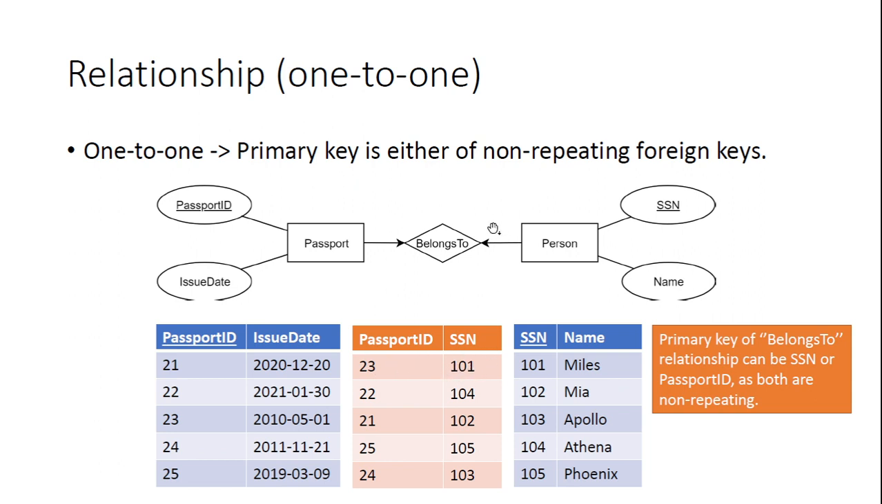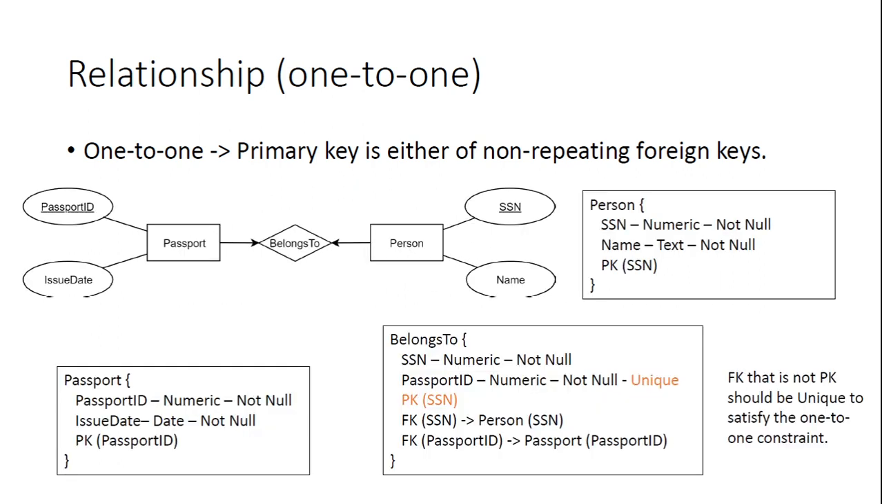That person's SSN is not going to have any duplicates in this table as well. So in this case, if we know the SSN of the person, we can find a unique line for belongs to. Or if we have the ID of the passport, again, we can find a unique line in this relationship. So we are going to choose the primary key of the relationship among the non-repeating attributes. In this case, both of them are not repeating. So we have two alternatives and they are going to be equal.